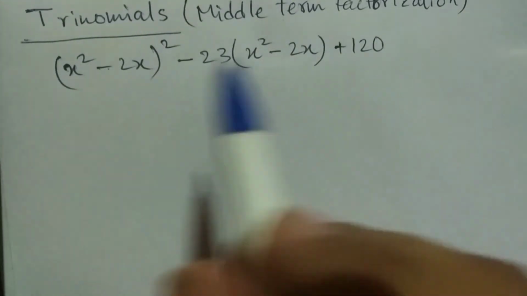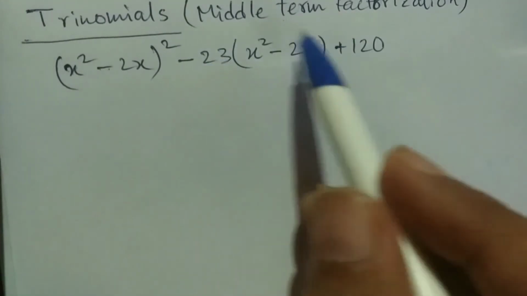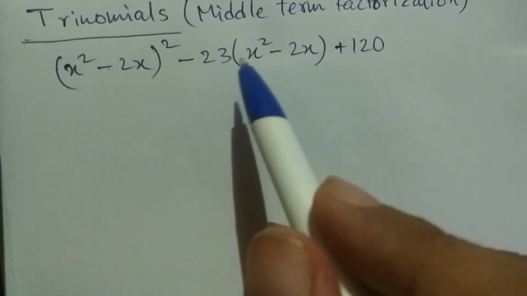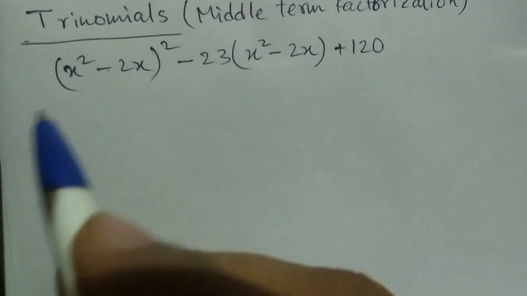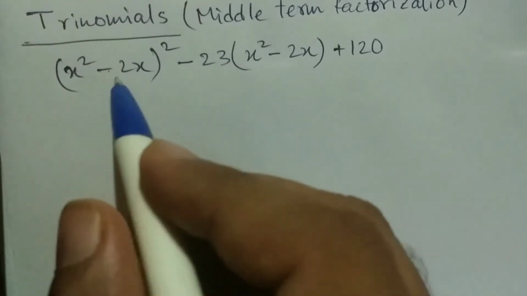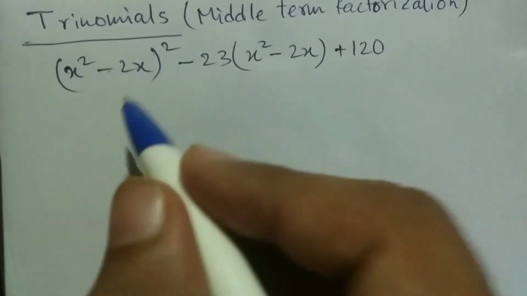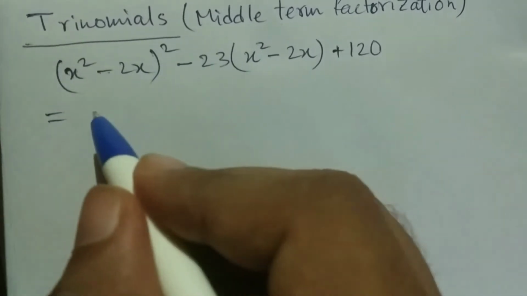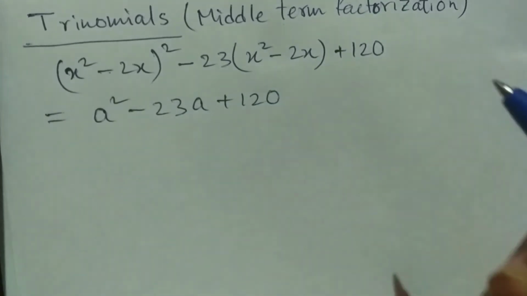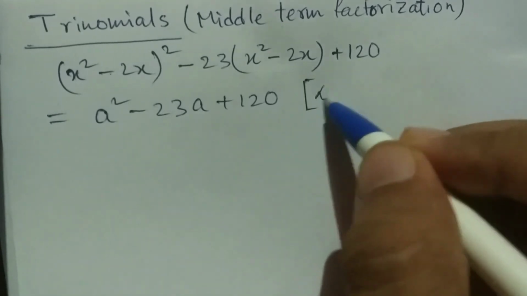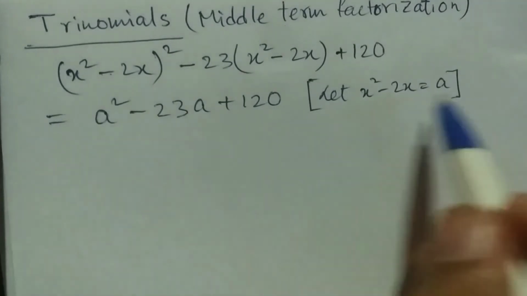So when we see this kind of 3 terms, we have to consider the middle term, which should be expanded. But how? To simplify it, let me take x square minus 2x as a. If we consider it as a, then it will be a square, so I can write a square minus 23 into a plus 120. But you have to write that let x square minus 2x be equal to a. If you don't write this, then it will be wrong.